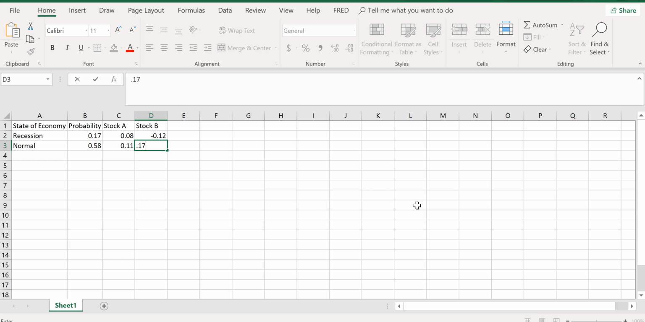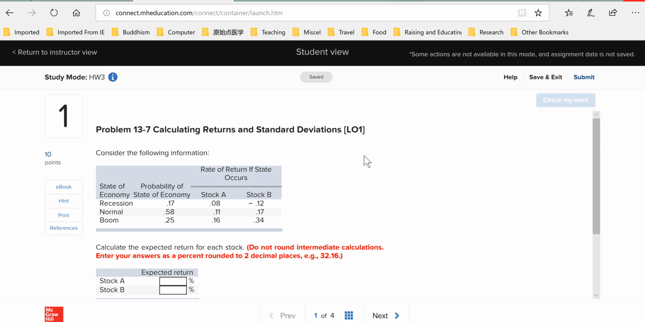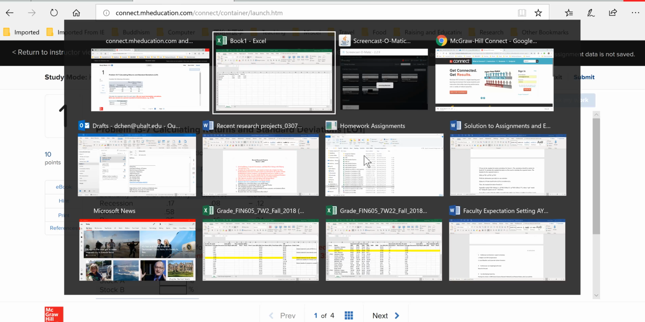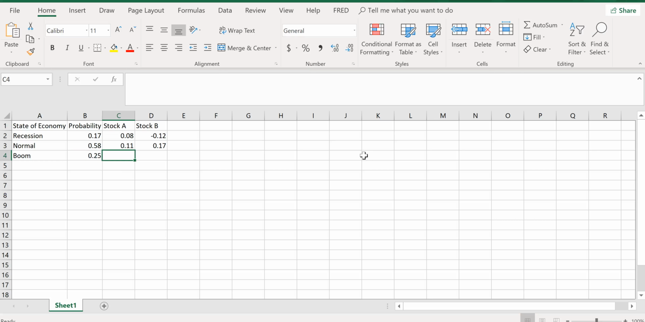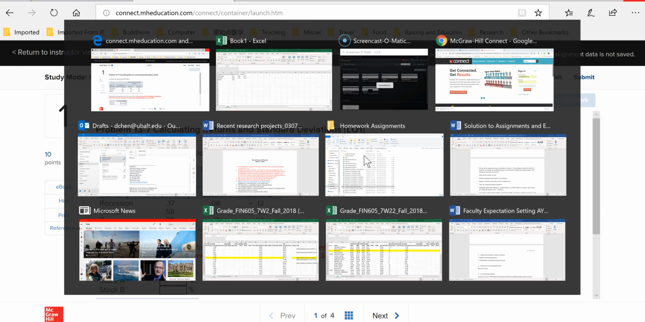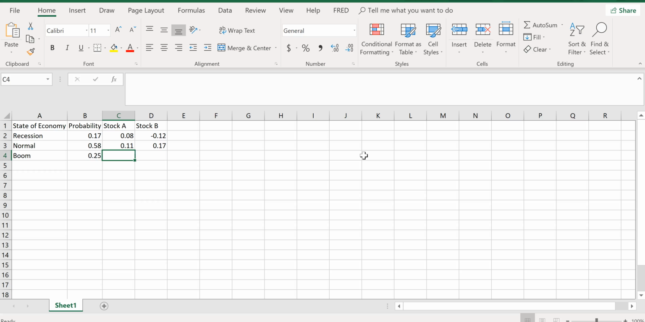is 17%. And finally, the third state is the booming state. Under the booming state, the probability for this state to happen is 25%, and stock A gave us a return of 16%, and stock B is 34%.